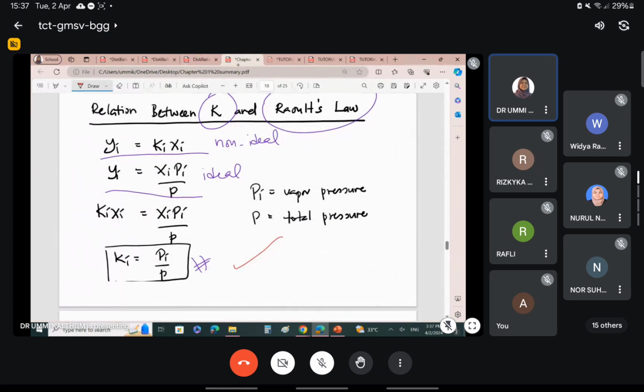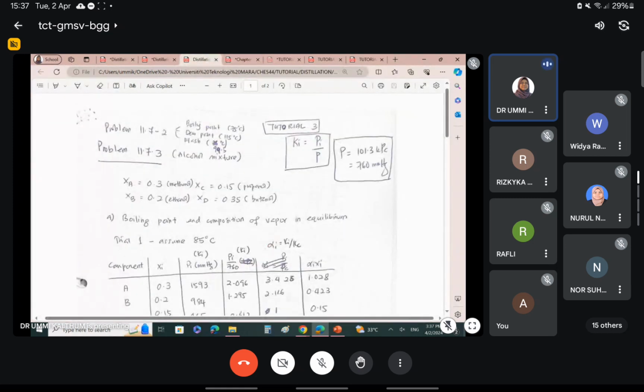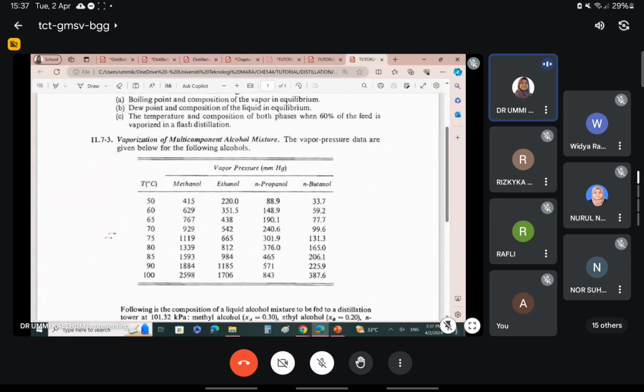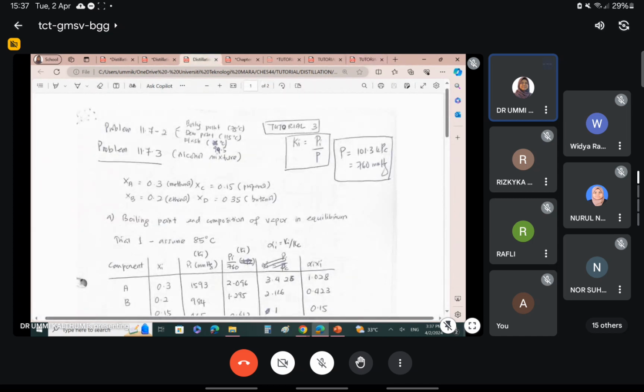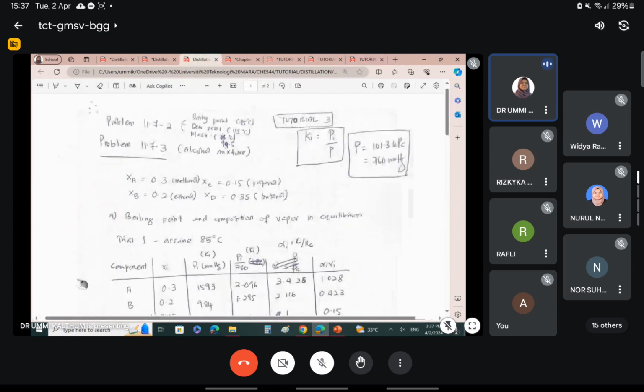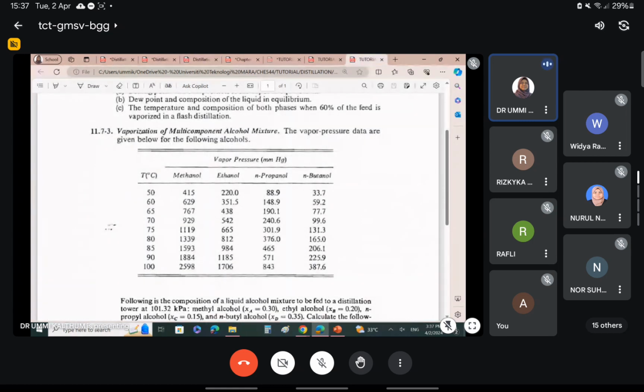Yes, vapor pressure. So yang diberi dalam soalan, vapor pressure. Ini adalah vapor pressure. So you have to convert semua ni dalam Ki. Maksudnya biasanya kita guna figure 11-72 to find K for hydrocarbon. So for this tutorial, you cari nilai K based on this table. Okay, so convert Pi over P. K sama Pi over P.